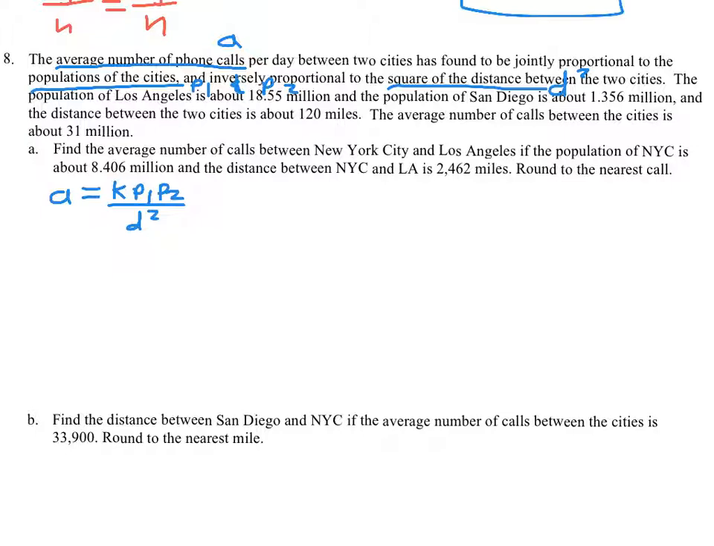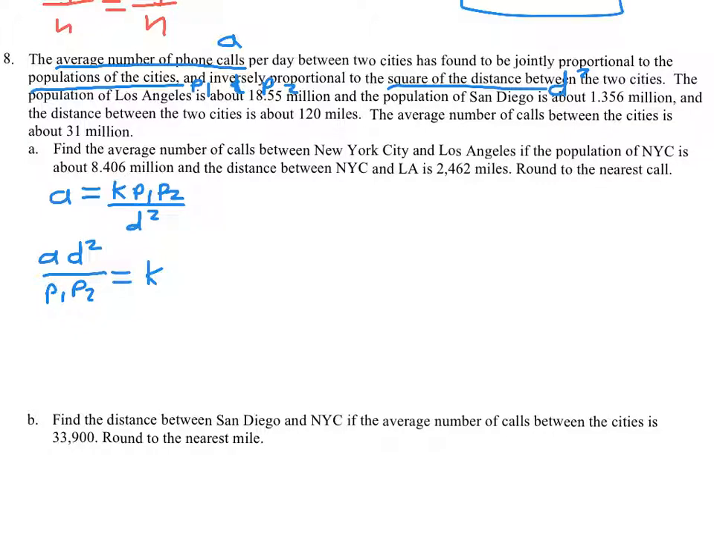And it looks like they are not asking for an equation. They just want us to solve for something later. So I'm going to solve for k: a times d squared, and then I would divide by p1 and p2. That's what k equals.